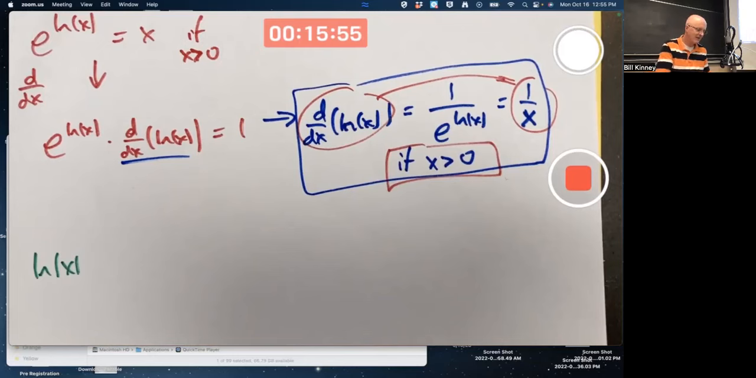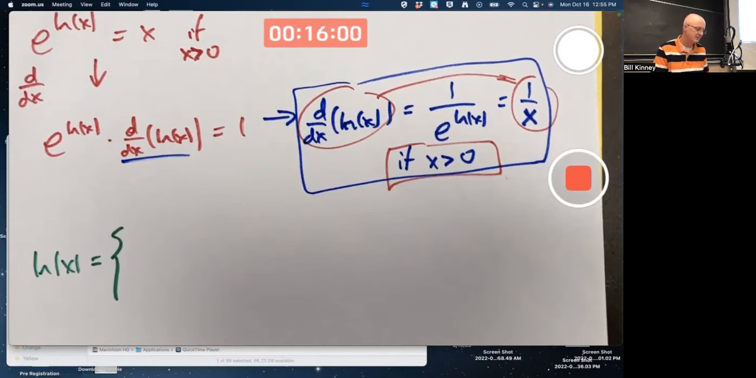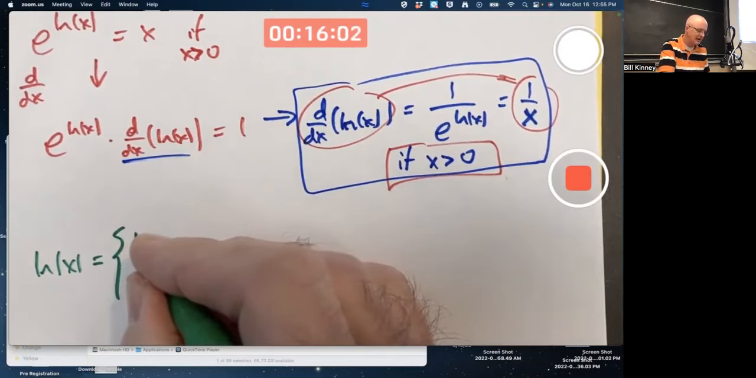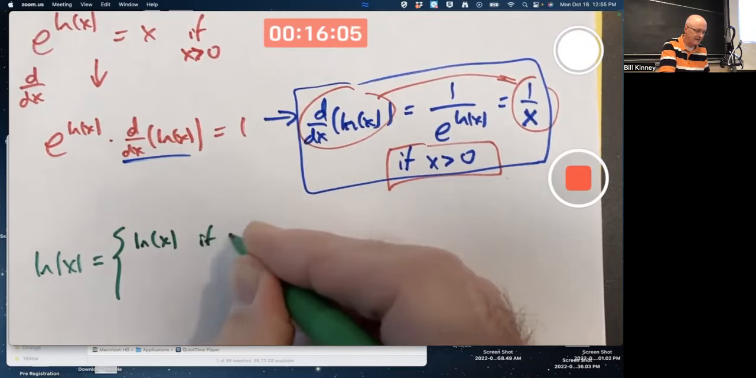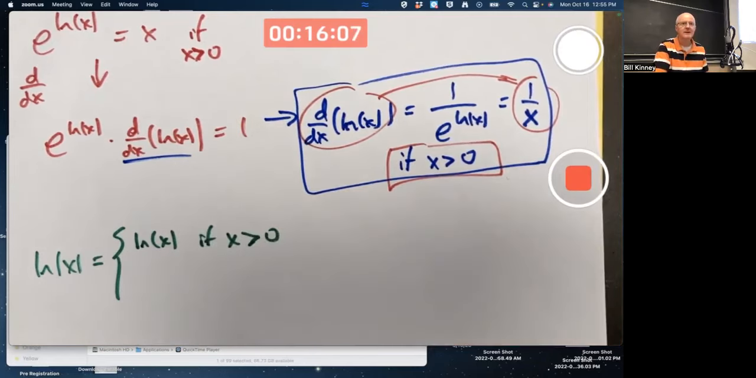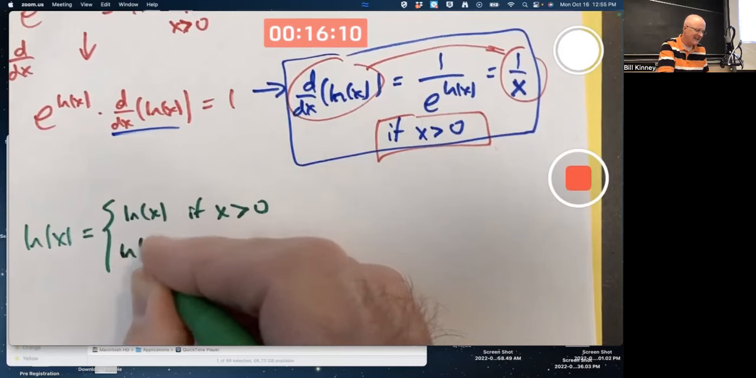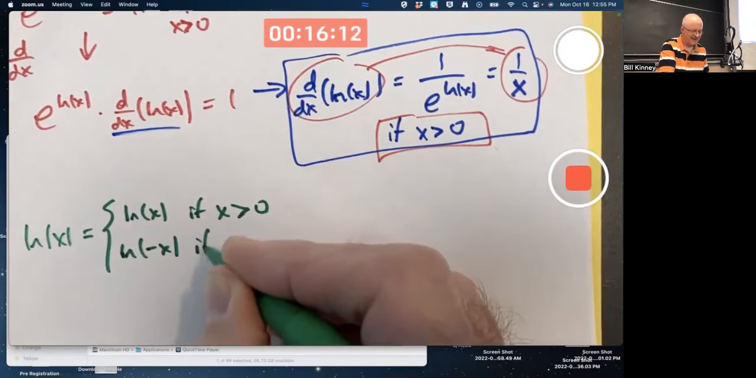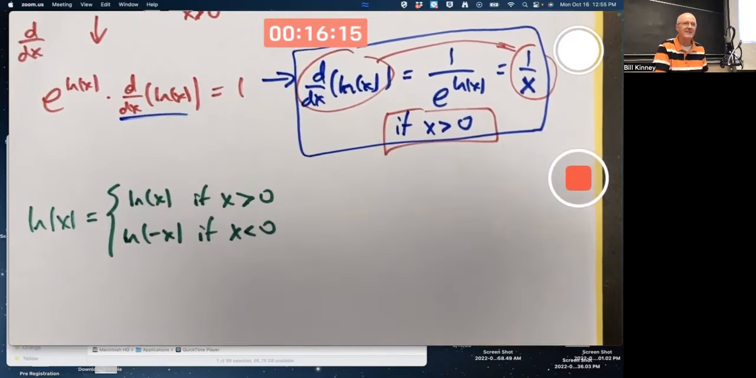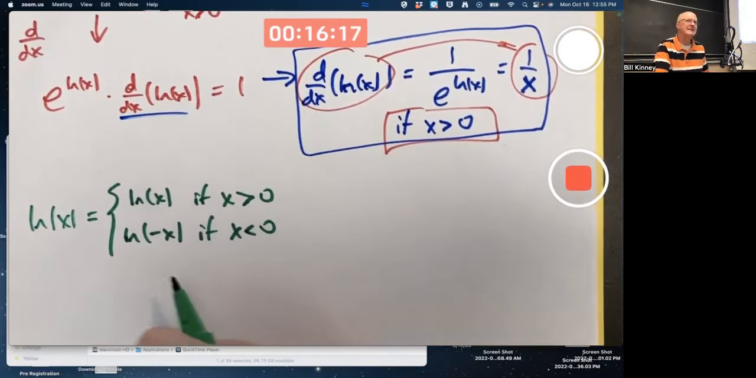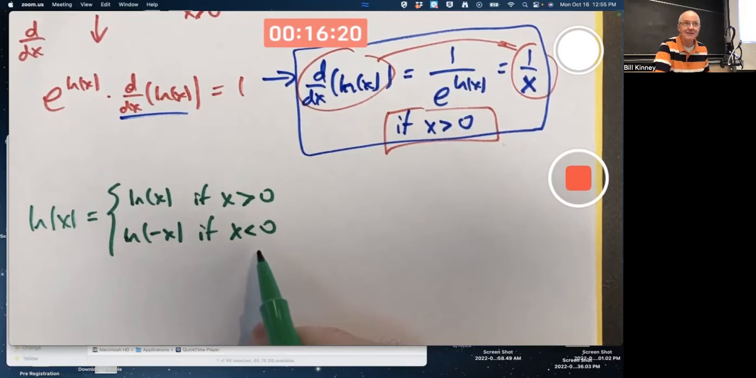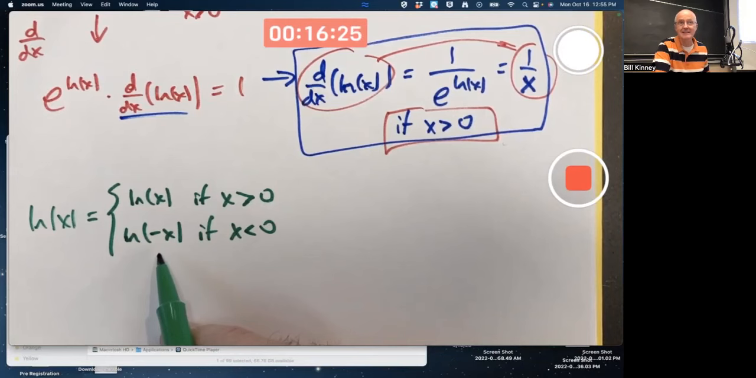What is that? It's really a piecewise function, because the absolute value function is really a piecewise function. It's ln of x if x is positive, and it's ln of the opposite of x if x is negative. Negative x, which sometimes people say the opposite of x, because if x is negative, negative x is actually a positive number. Negative of a negative is positive. That's why the word opposite is sometimes used here.